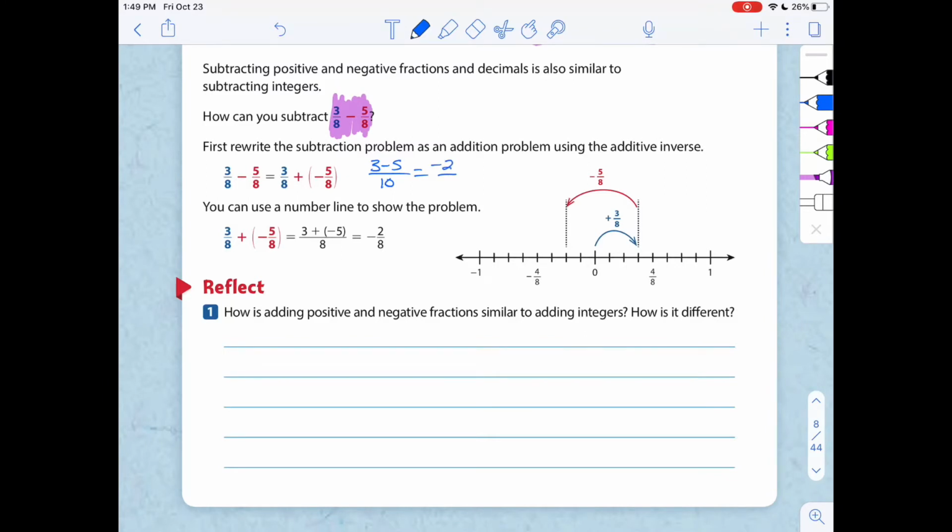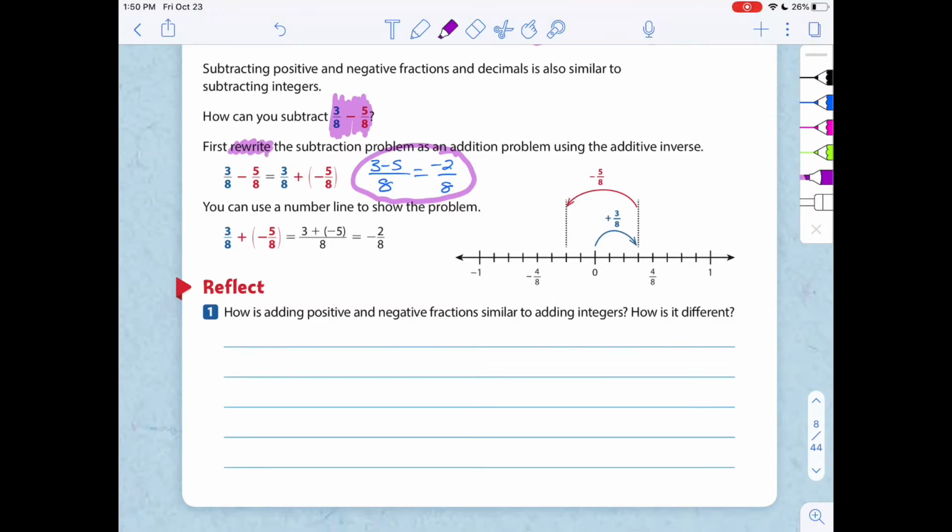Oops, sorry, that's an 8 in the denominator. And then the 8 stays the same. And you can rewrite it if you prefer adding, because when we add, we always move to the right. But since it's a subtraction problem, you can easily do the same thing and move to the left. So you can rewrite it, or you can keep it like it is. Just remember you're moving to the left on the number line instead of the right.